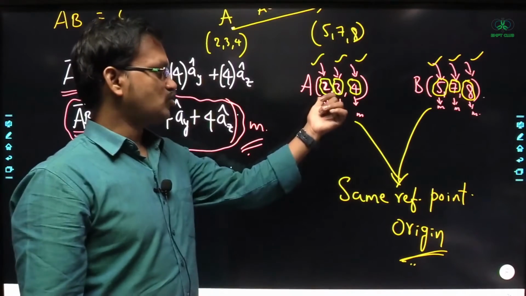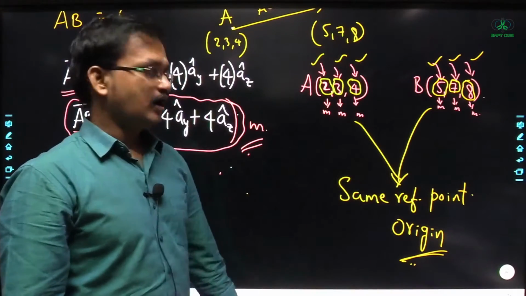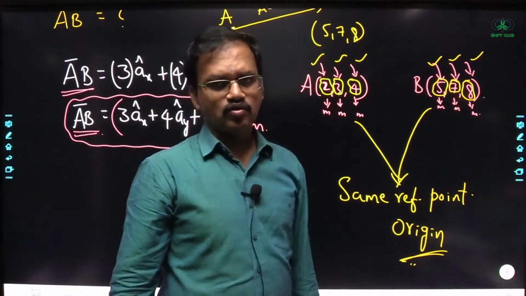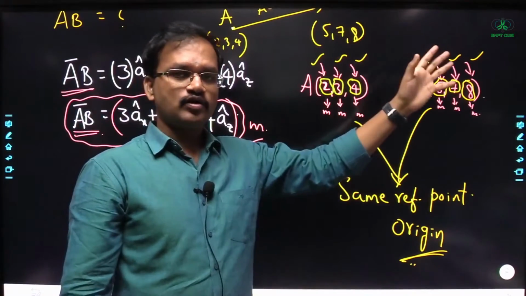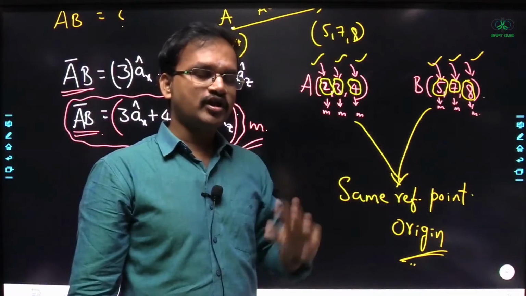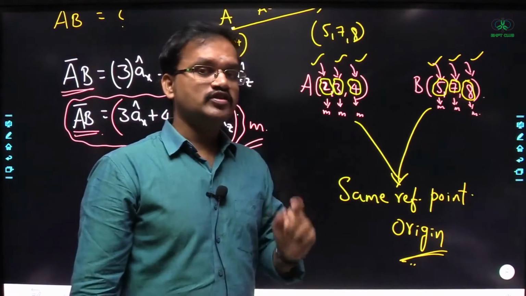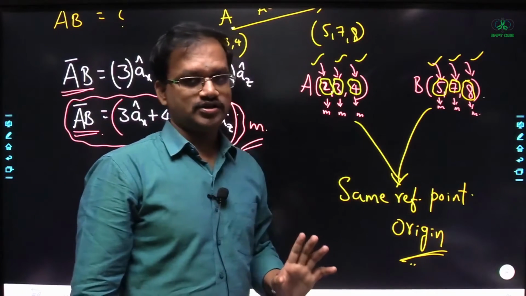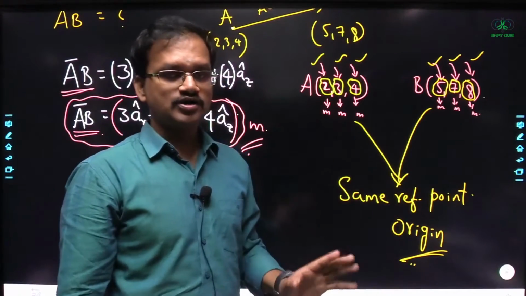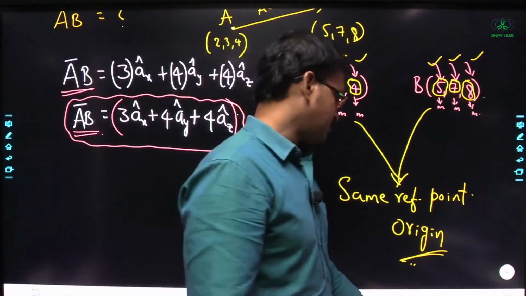Here x coordinate, y coordinate, z coordinate, and here x coordinate, y coordinate, z coordinate, or if you take any other point. So all the three coordinates are measured with respect to the same reference point, that is nothing but the origin. Understood? So keep these points in mind.